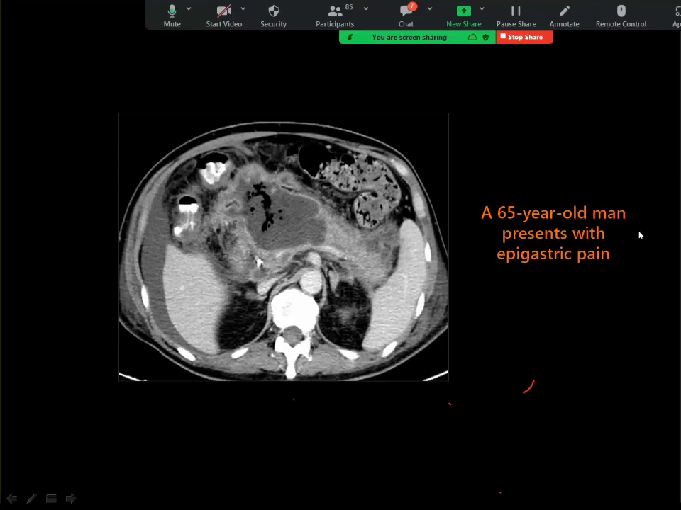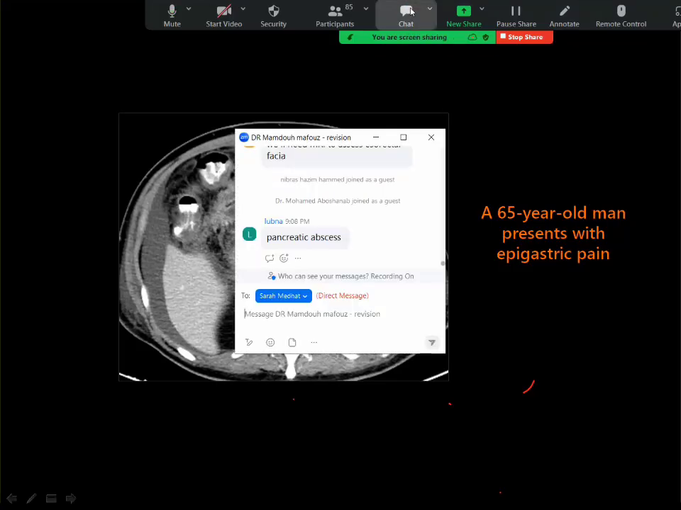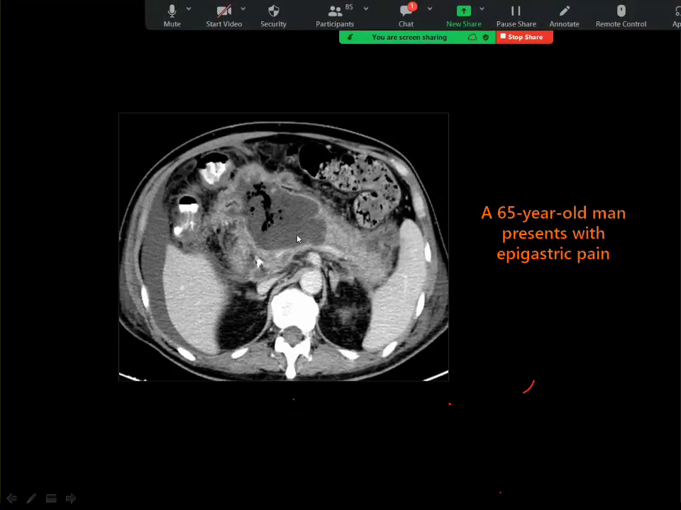65 years old male with epigastric pain. Yes, this is the classic appearance of pancreatic abscess. You got a cystic lesion in the pancreatic head containing air loculi. And I said that whenever you have a cystic lesion in a patient with acute pancreatitis, you should diagnose this as a pseudopancreatic cyst. But if you can identify air inside the lesion, this is pancreatic abscess.